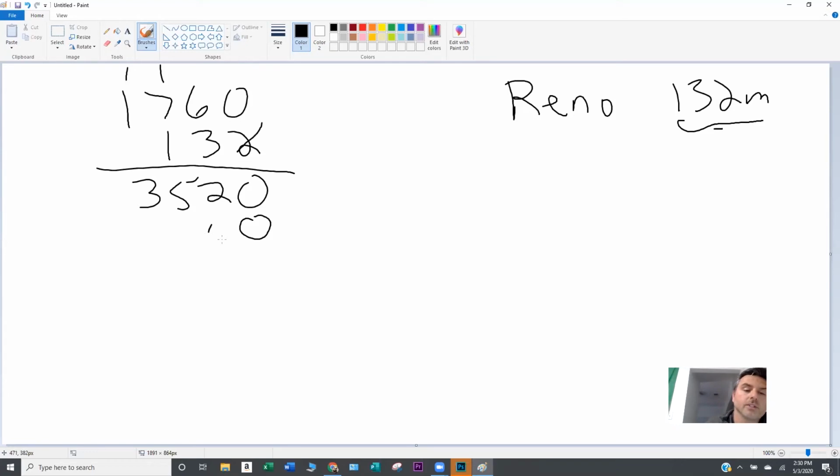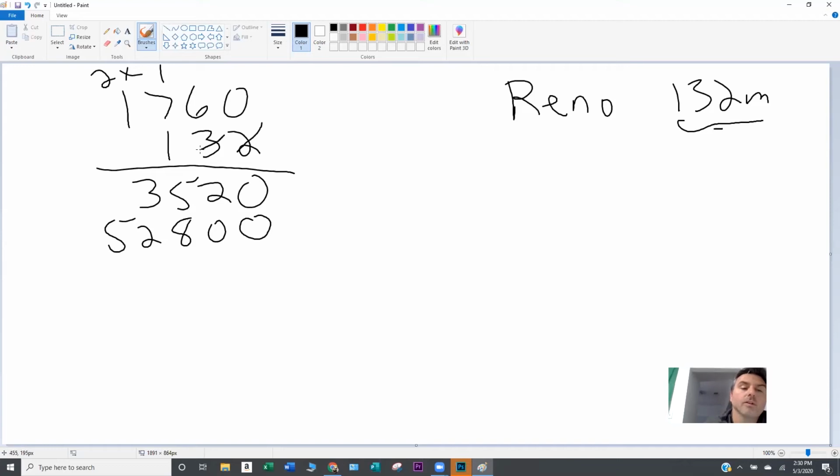3 times 0 is 0. 3 times 6 is 18. Carry the 1. 3 times 7 is 21, plus 1 is 22. I'm going to carry this 2. I'm done with that 1. 3 times 1 is 3, plus 2 is 5.